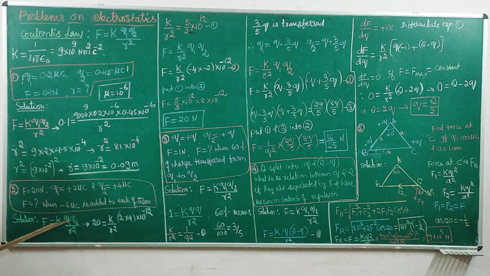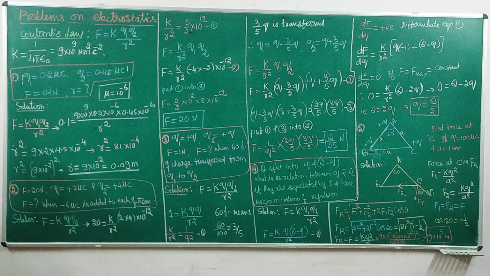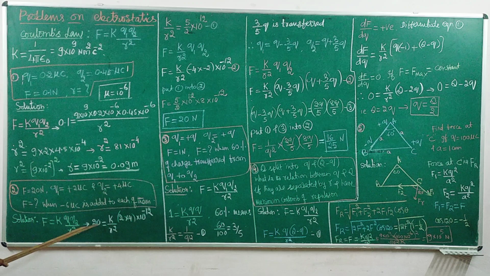K by R square. What is Q1? This 2. What is Q2? 4. Into 10 to the power of minus 6, 10 to the power of minus 12, that is in SI units. The value of force in Newton is 20. That is, force is equal to 20. So from this equation we get K by R.